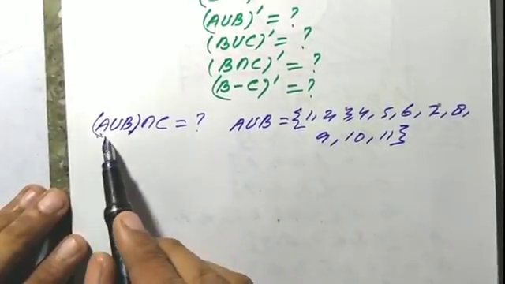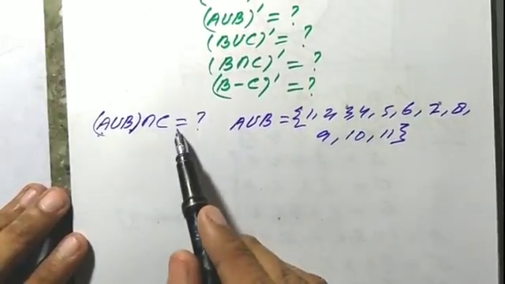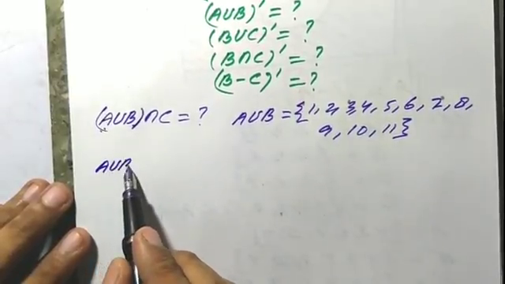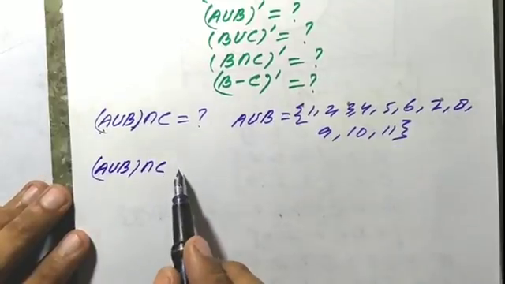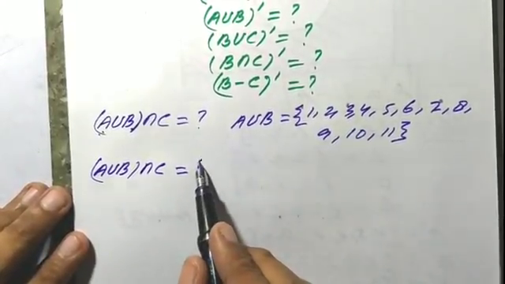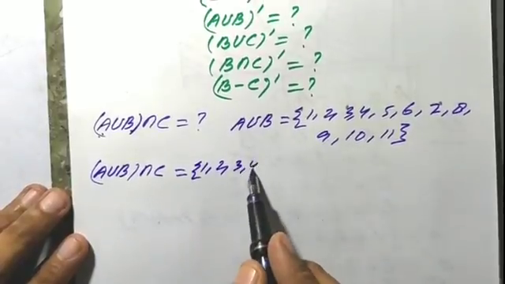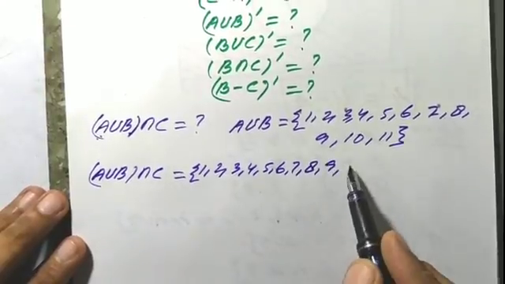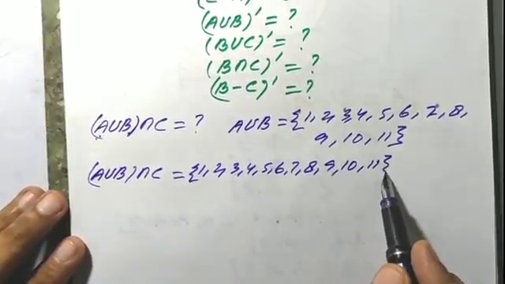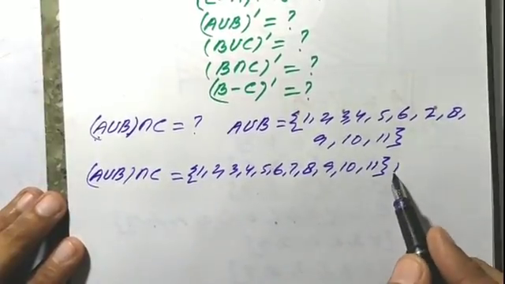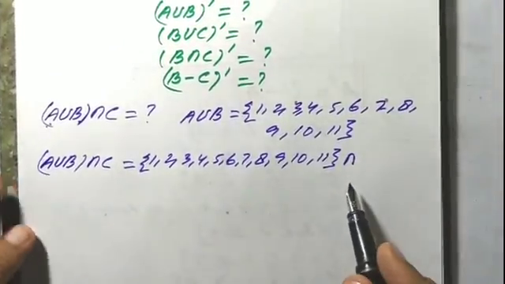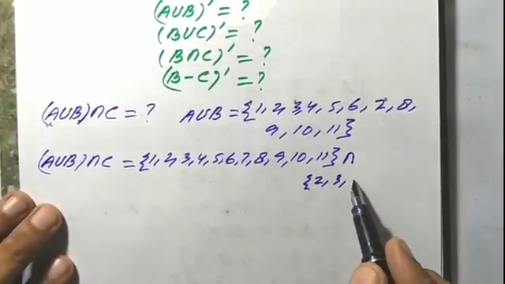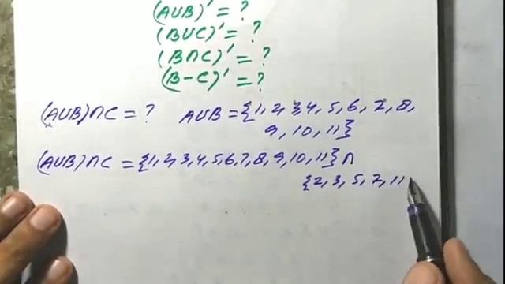Now we have to take the intersection of this A union B set with C. So write down A union B intersection C. First write A union B: 1, 2, 3, 4, 5, 6, 7, 8, 9, 10, 11, intersection C. C is 2, 3, 5, 7, 11.